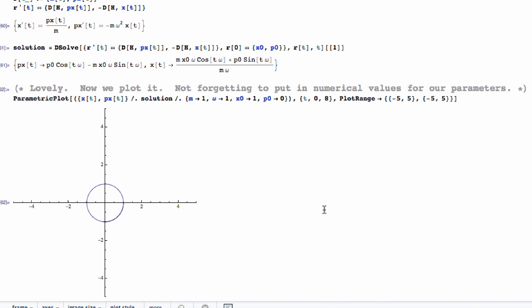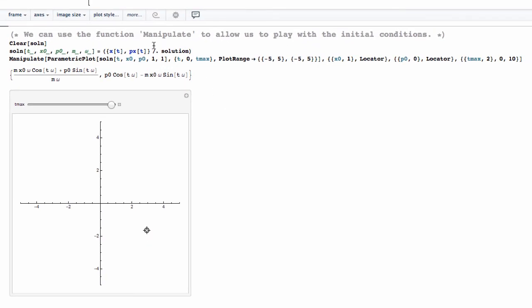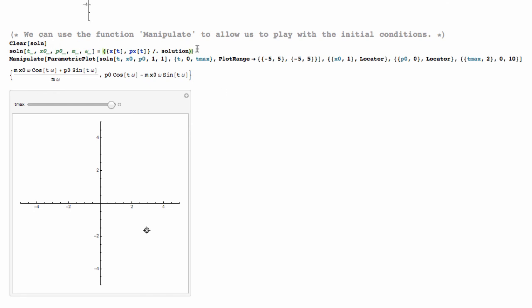Now Mathematica has a nice method of doing that. So if we go up here, we've got the function Manipulate that lets us play. We clear our solution, we set up our solution, and we wrap Manipulate around our plot. And here we go. So this slider here just says how far my time is going. So you can see that I've got a slider Tmax starts at 2, but it can go anywhere from 0 up to 10. And so I'm going 0 up to 10.